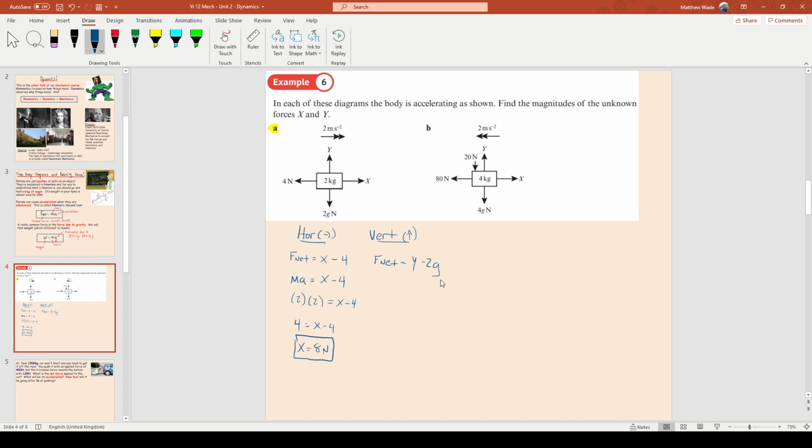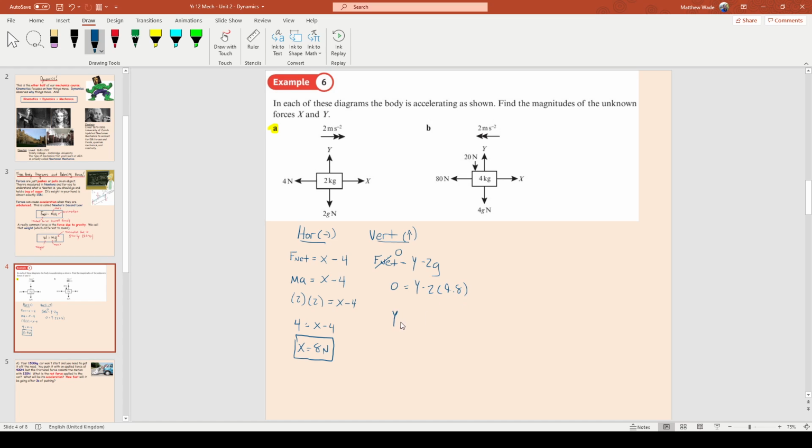Good. Okay, now here's the thing. You guys know that F-net is equal to ma. Is this thing accelerating vertically? Is it moving up and down? Well, no, because the acceleration is only left to right, which means that a is 0. Now if a is 0, it means you're going to times the mass by 0, which means the whole thing's going to be 0. So I like to draw a stick through it and put a 0 straight away when it's not moving, which means 0 equals Y take 2g, and g is 9.8.